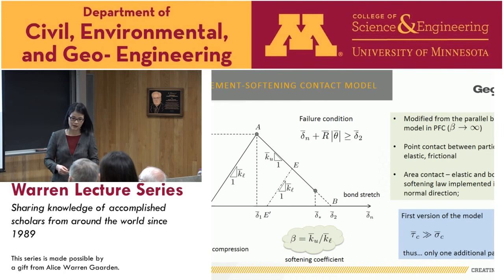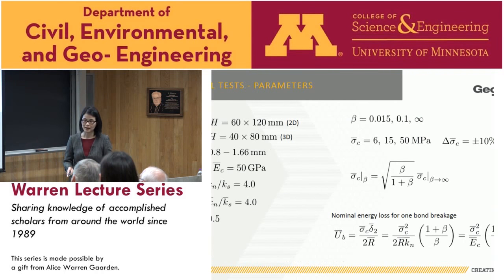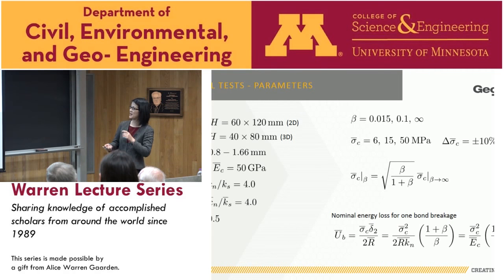So my student thought of a clever way, at least in a way he could save some time in the office, or the computer could save some time. So instead of just fixing the bond strength, he decided to fix the nominal energy associated with one bond breakage. That's basically the area underneath that softening curve. And so once that area is fixed, then we pick a bond strength. The first one, the baseline, would be related to the elasto-brittle contact. That corresponds to beta equal to infinity.